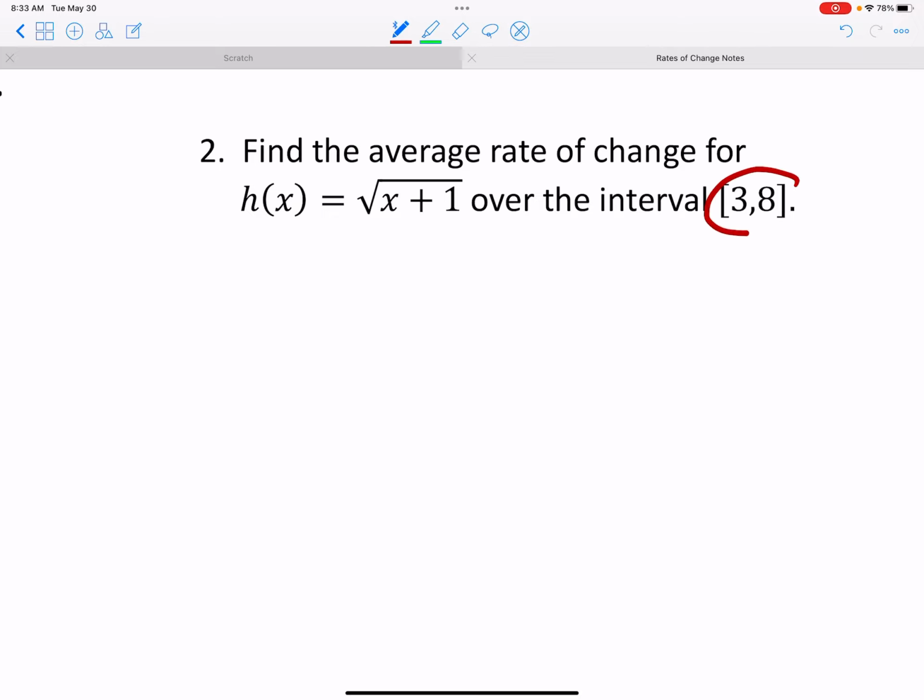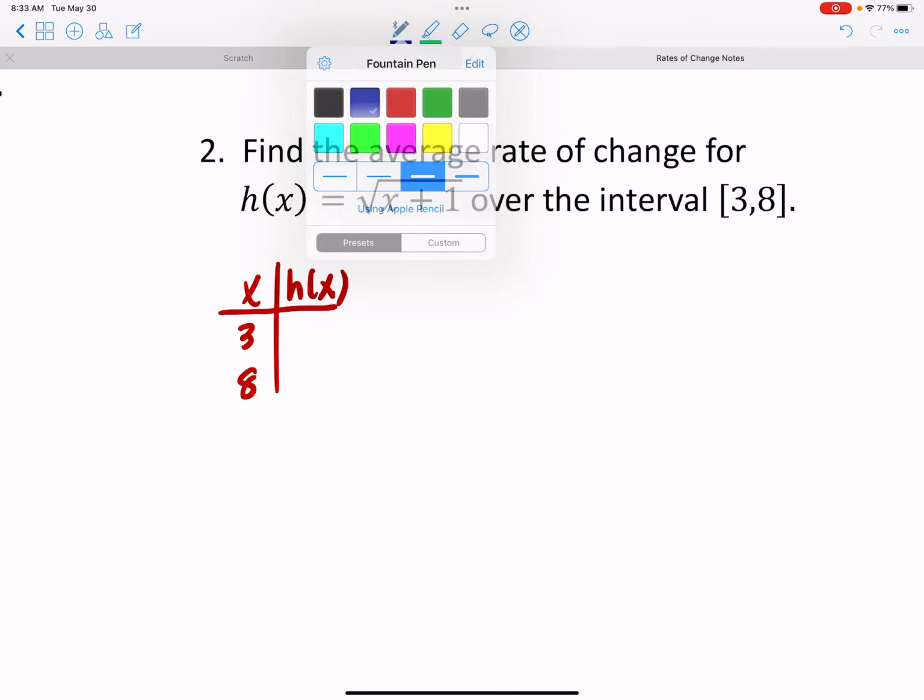They're giving you the x values, where to look. To find the corresponding y values, the outputs, we could just plug those inputs in. And so I'm going to make a little table to organize my work. If I make a table here, I have x values that I'm given, starting at 3, ending at 8. What I want to do is find the function values, the corresponding y values that go with those points. So I'm going to input my 3.